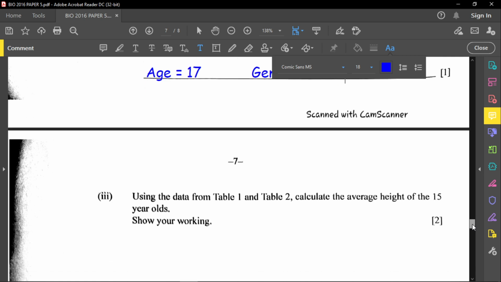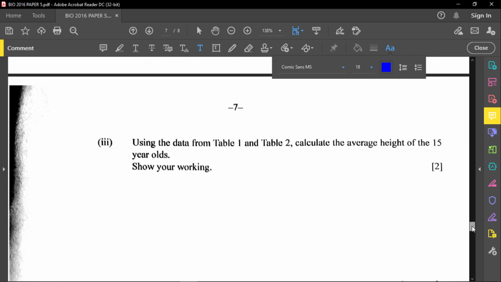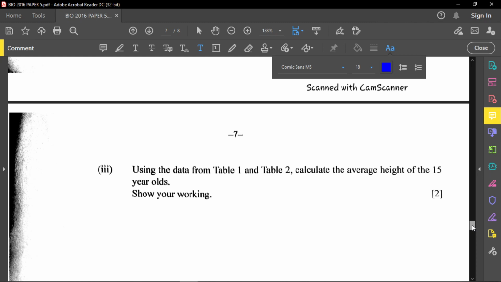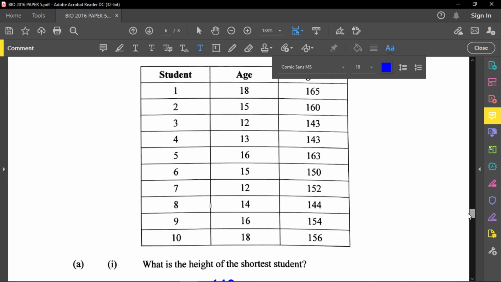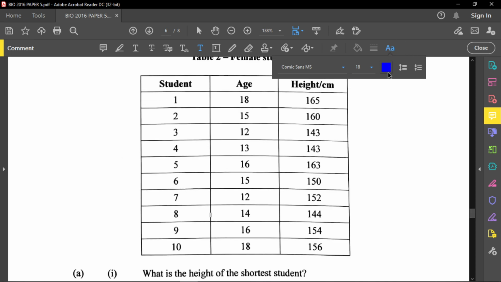Now, the next part of the question is: using the data from table 1 and table 2, calculate the average height of the 15-year-olds. Let's go to where the 15-year-olds are, and show working. So I want to find the height of the 15-year-olds. In your table, let's do the females first, if we have any 15-year-olds. So we have a 15-year-old right here.